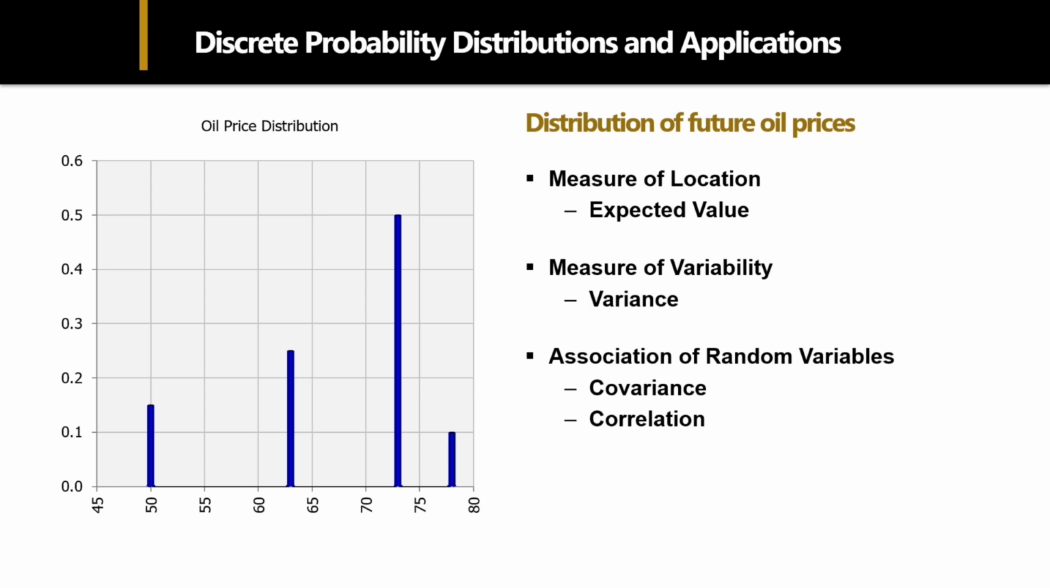Here's what the distribution would look like. We have the values down on the x-axis, probabilities on the left. We could talk about this distribution in a couple of ways that we've learned. We could talk about its location, variability, and also the covariance and correlation.